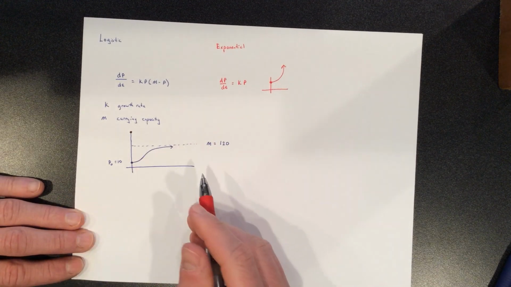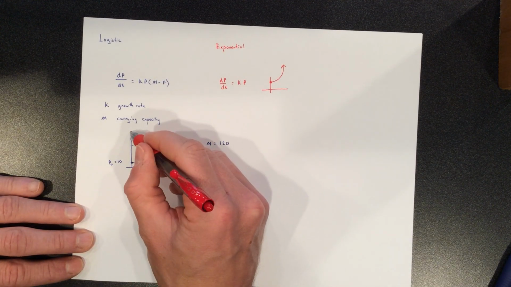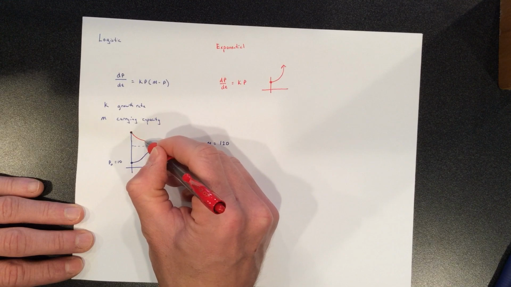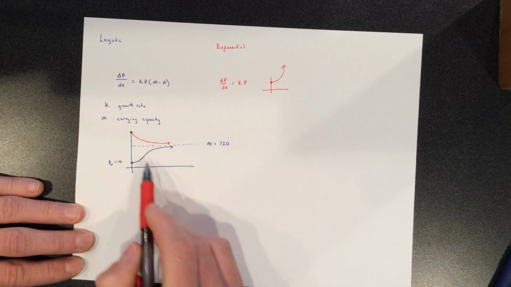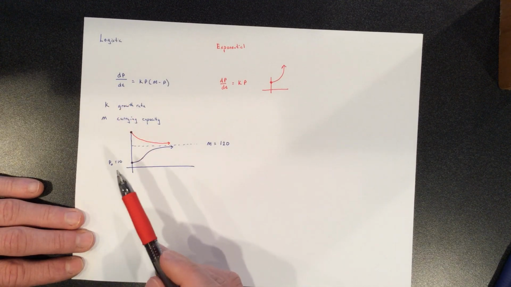What's going to happen to the population? Well, they're going to die. Not all of them, but they're going to decay, and it's going to look like this. Again, those are the solution curves of this differential equation.